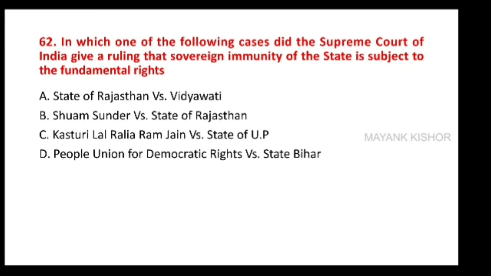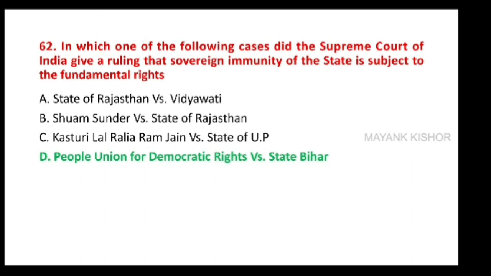Next question, question number 62. In which one of the following cases did the Supreme Court of India give a ruling that sovereign immunity of the state is subject to the fundamental rights? It's a very important question. The options are: option A, State of Rajasthan versus Vidyawati; option B, Shyam Sundar versus State of Rajasthan; option C, Kasturi Lal Ralia Ram Jain versus State of UP; and option D, People's Union for Democratic Rights versus State of Bihar. And the correct answer is option D, People's Union for Democratic Rights versus State of Bihar. It's a very important case.